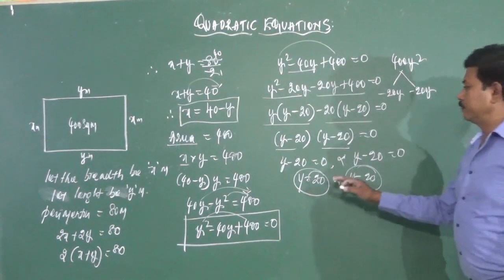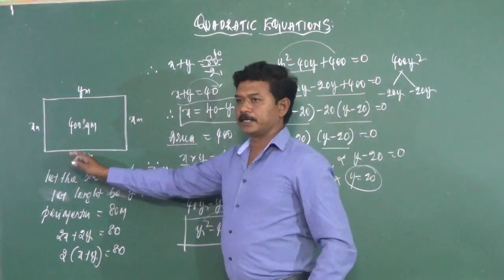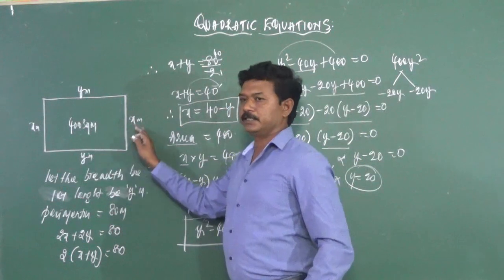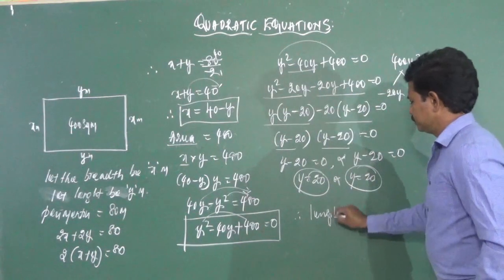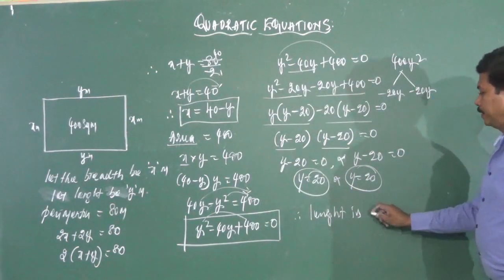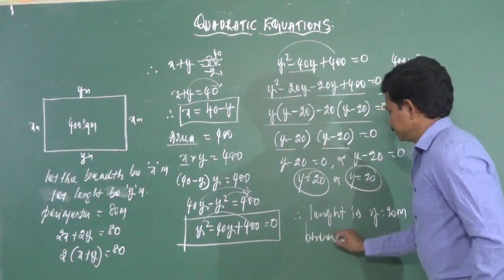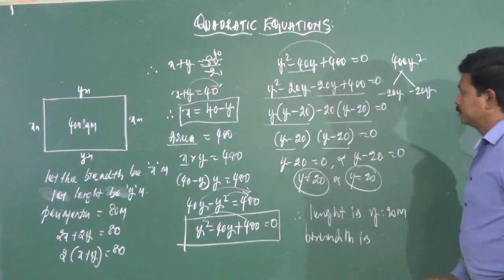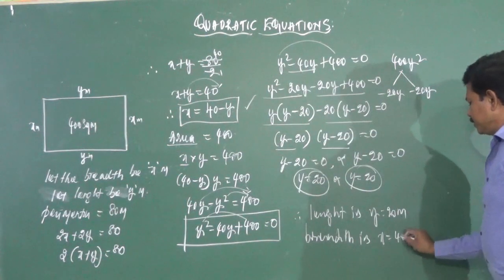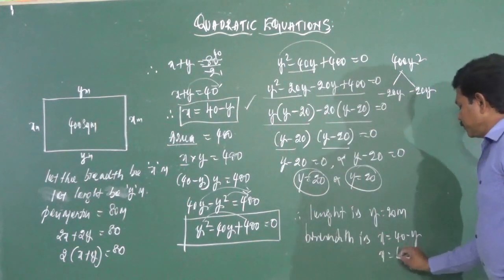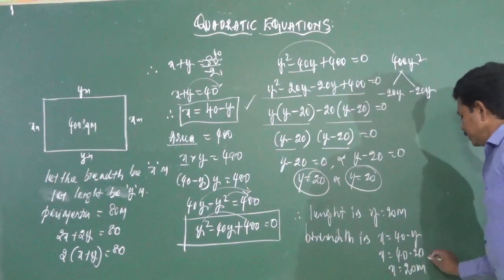We have got the value of y, which is the length of the rectangular park. Using this length, we can easily reach the breadth. So the length y is equal to 20 meters. For the breadth, we take x is equal to 40 minus y. So x is equal to 40 minus 20. So x is equal to 20 meters.